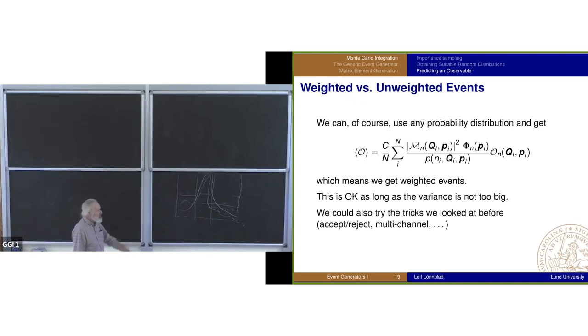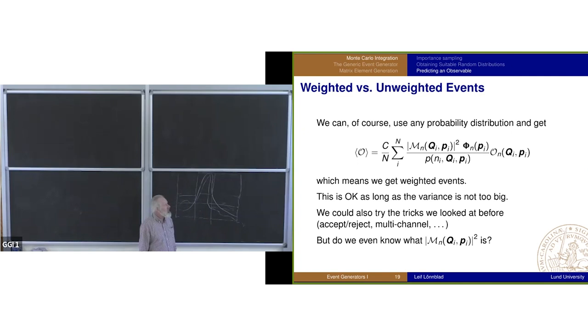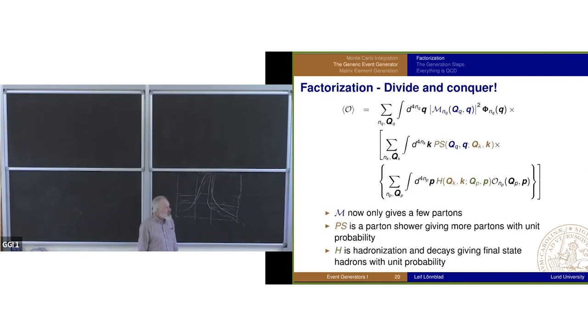And we can do tricks, of course, like we looked at before. This is accept-reject, multi-channel. Accept-reject, if you can get a reasonable overestimate of this cross section, then accept-reject is fine. Then you throw away some generated events, but all the rest have weight one and the experiments are happy. But as I said, for most cases, we don't even know what this matrix element looks like. So we have to do physics tricks.